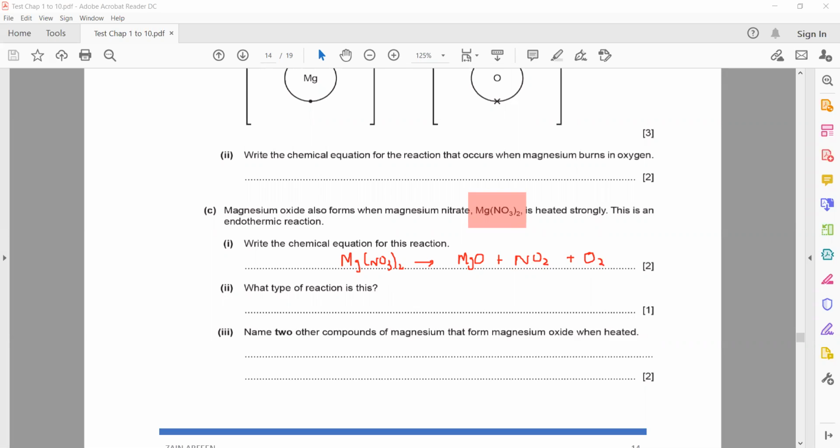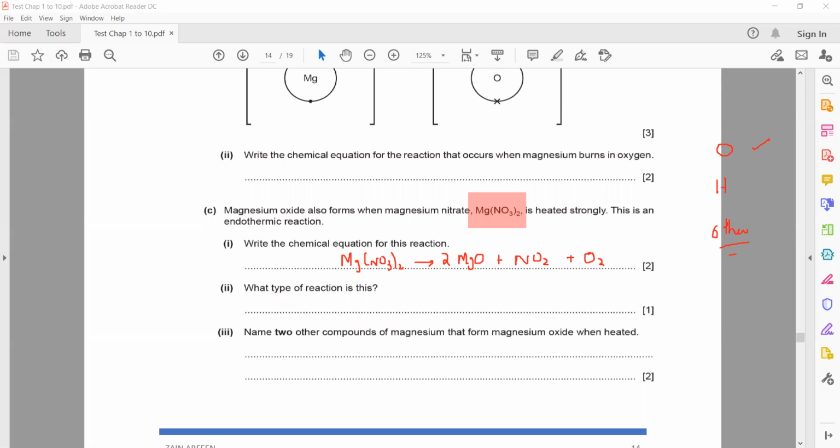So 3 multiplied by 2 is 6. So we have to balance oxygen. So 2, 2, 4. Here I have 1, so I put 2. Oxygen is balanced. The order is to start balancing with oxygen, followed by hydrogen and then other elements. It's up to you. So we balance oxygen, and if the other element, hydrogen, is not there, then we can select any order.